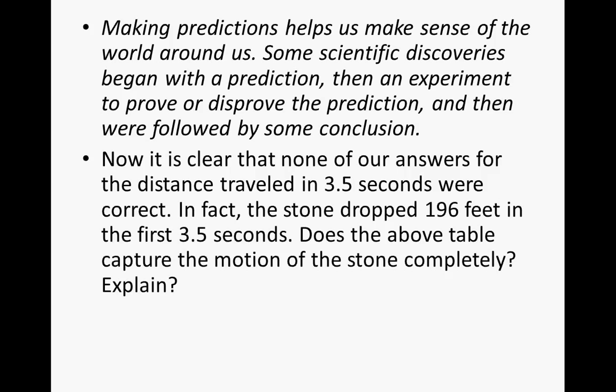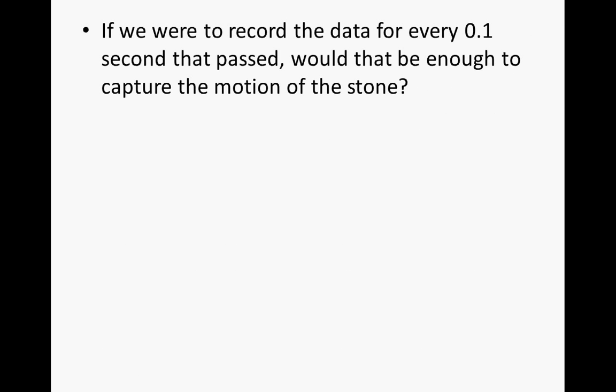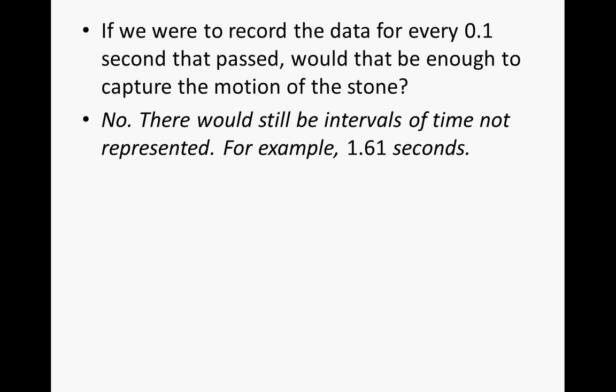Does the above table capture the motion of the stone completely? Well, no. There are intervals of time between those in the table. For example, the distance it drops in 1.6 seconds is not represented. So if we were to record the data for every 1/10 of a second that passed, would that be enough information to capture the motion of the stone? Hopefully you said no. There would still be intervals of time not represented. For example, what about at 1 and 61/100ths of a second?